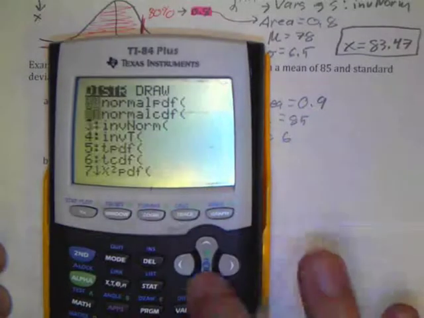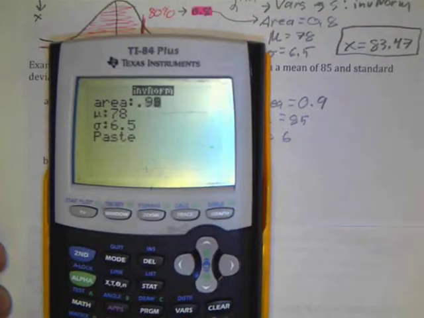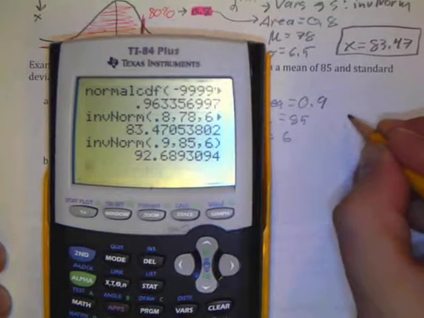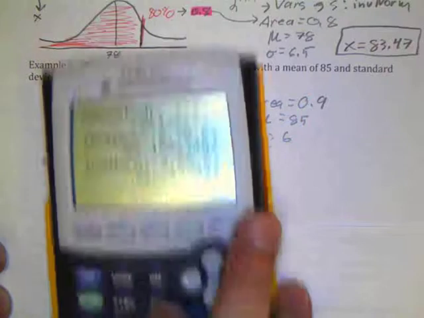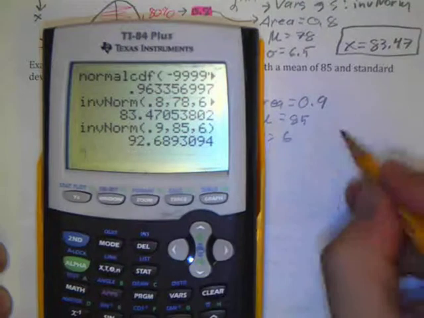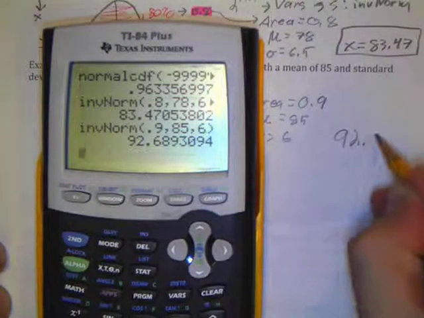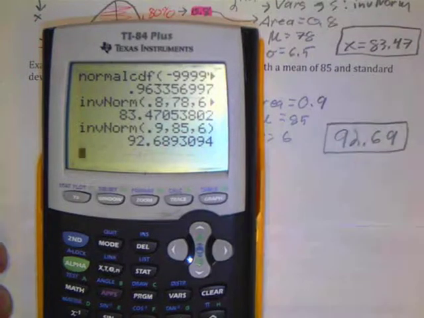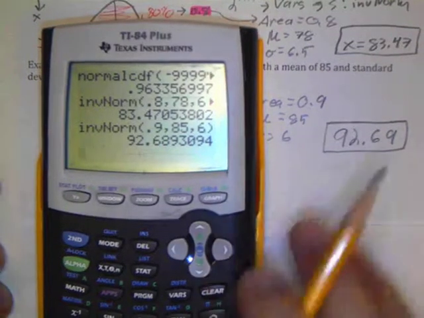So let's crunch these numbers. Second vars, inverse norm, 0.9, 85, and 6. So my grade on a test was a 92.69.